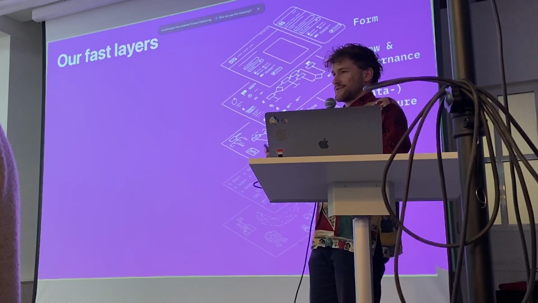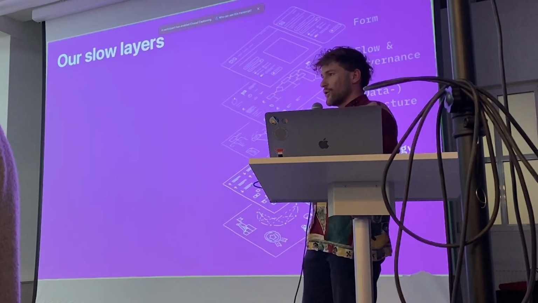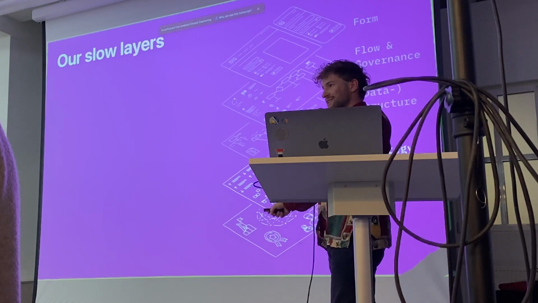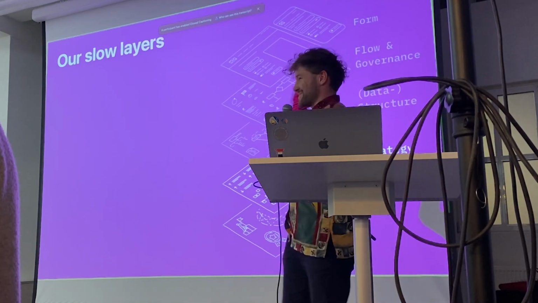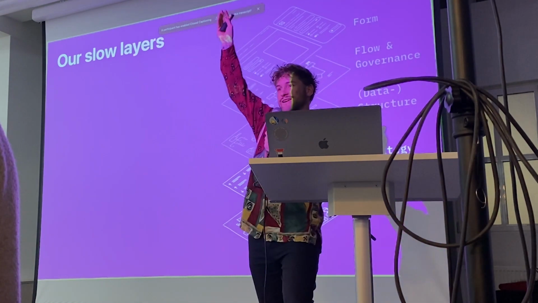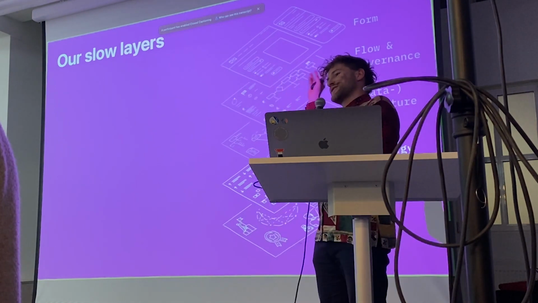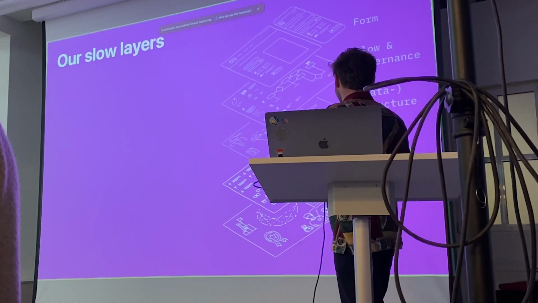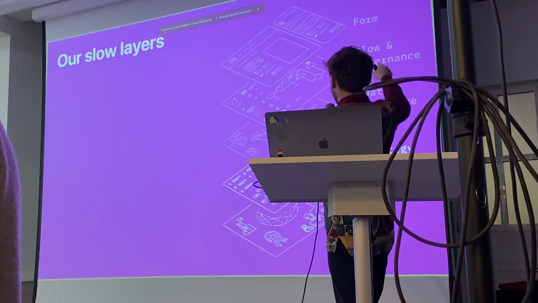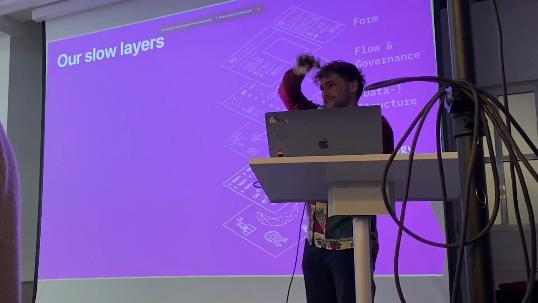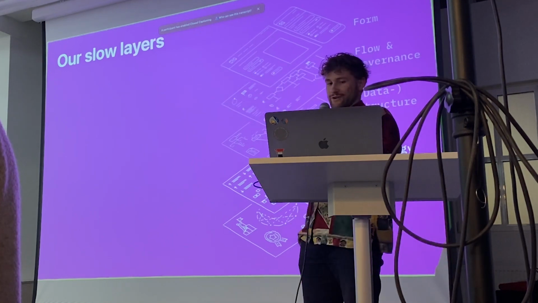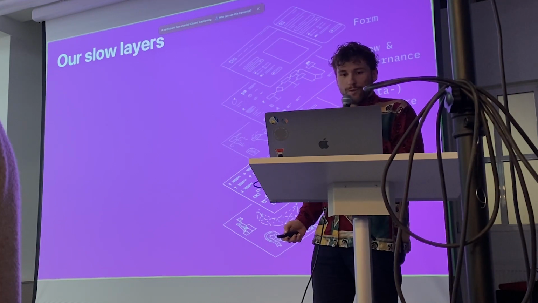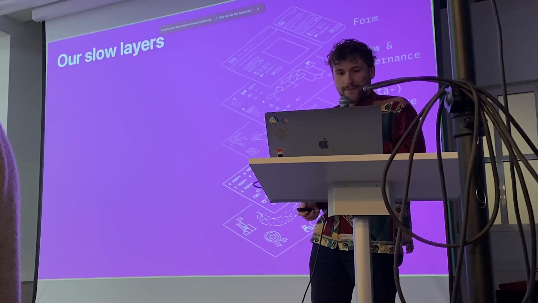Way more interesting to talk about are the slow layers, because these slow layers, strategy and culture, actually influence fundamentally how fast we can change the layers above. So how the strategy and culture of our organization is looking, or is working, actually influences how fast we can change the form layer, flow and governance layer, and so on. Yeah, so where was I?